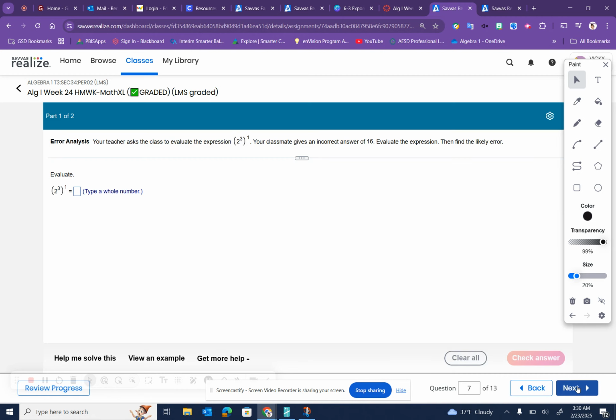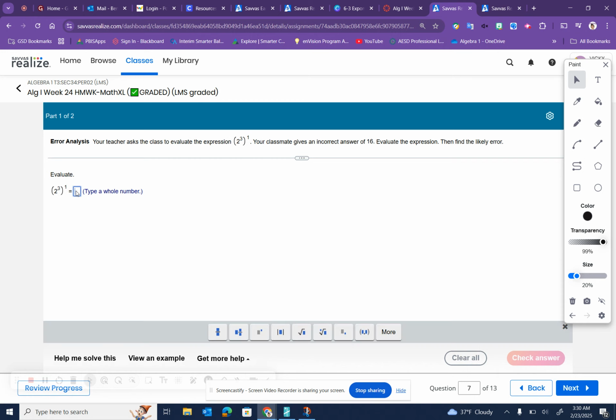For number 7, another power to a power. It does say type a whole number. Directions are key here. So we know the base is 2. The exponents are 3 and 1. 2 to the third power would be 8. Let me try what would happen if I would put 2 to the third power.